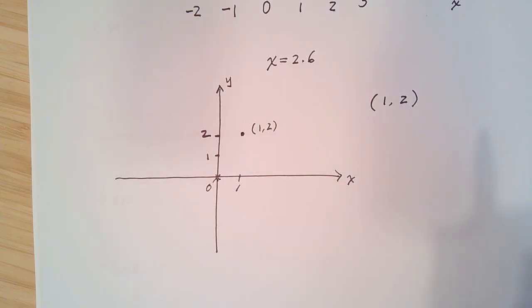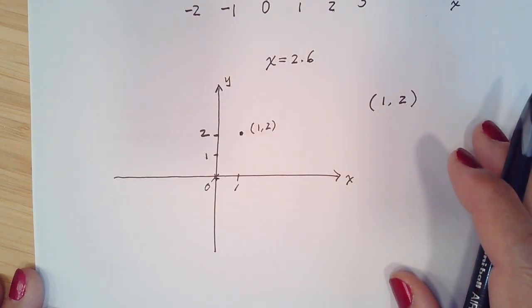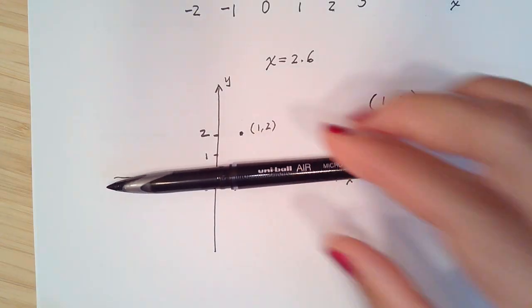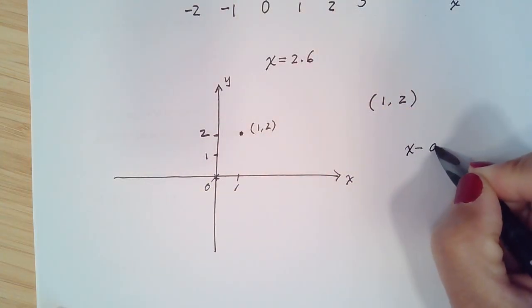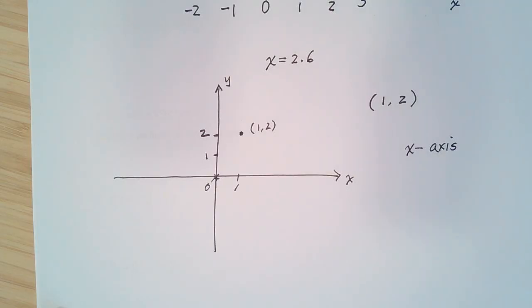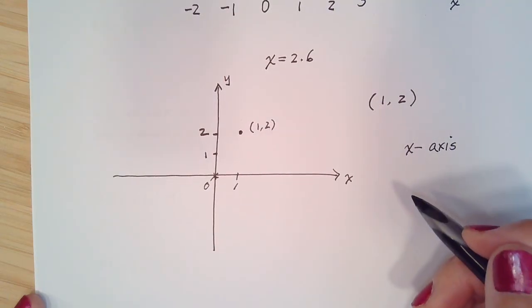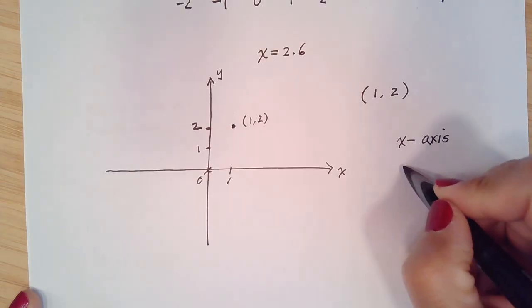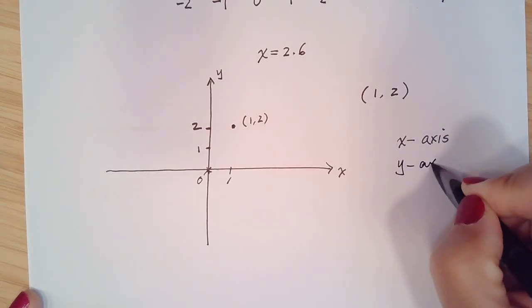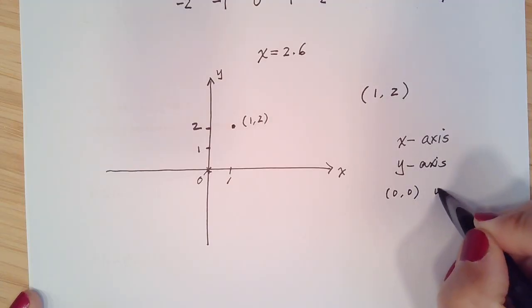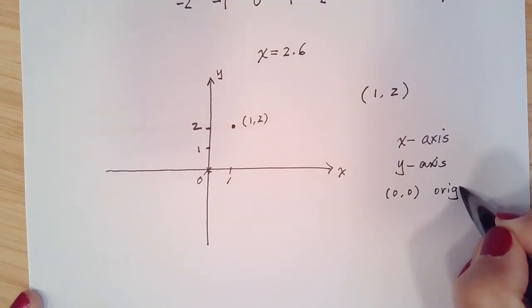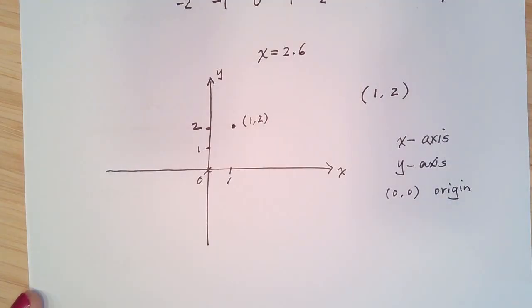Now here I'm going to introduce some concepts. We know this is the x-axis. The x-axis is a horizontal line, and the vertical one is called the y-axis. And 0, 0 is called the origin. That's where both x and y coordinates are 0. So the whole thing is called the coordinate plane.